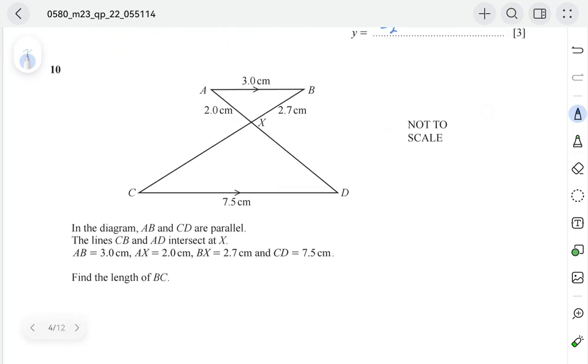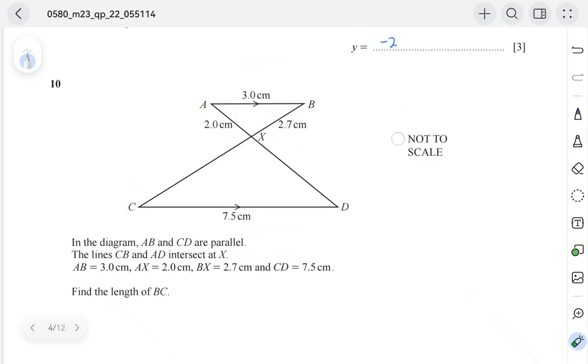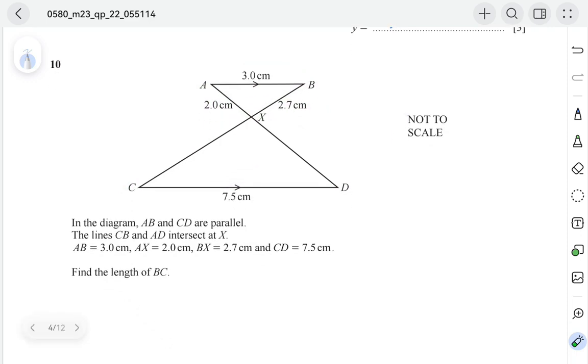Now let's move on to question 10. Question 10 is a geometry question. We are given values of AX, BX, AB, and CD. And we're also told that AB and CD are parallel, as denoted with these arrows. And we are told to find BC, this line here. BC is actually made of BX and XC. So we need to find the value of XC.